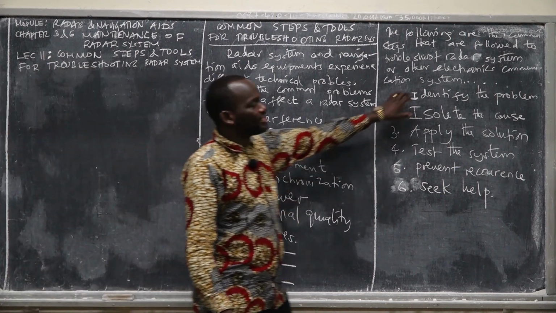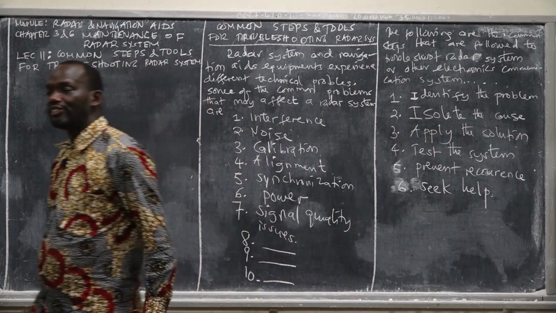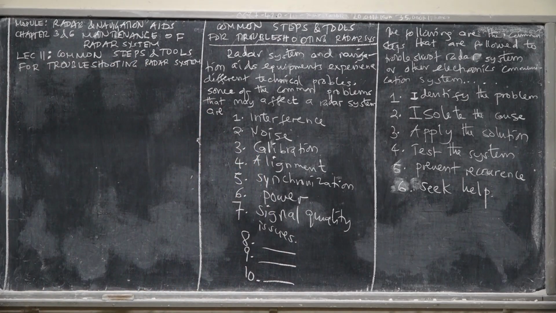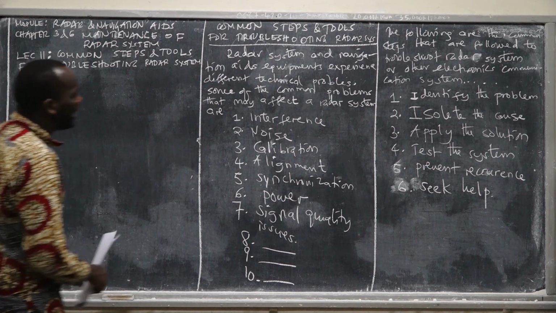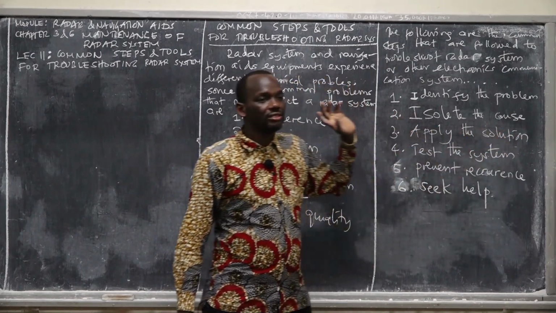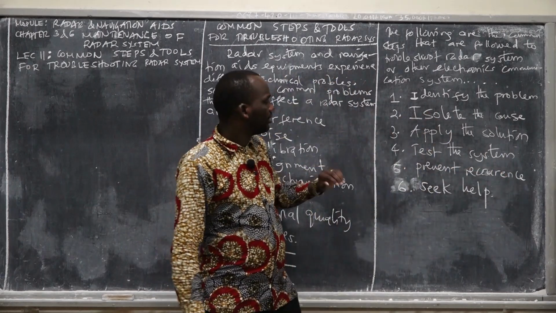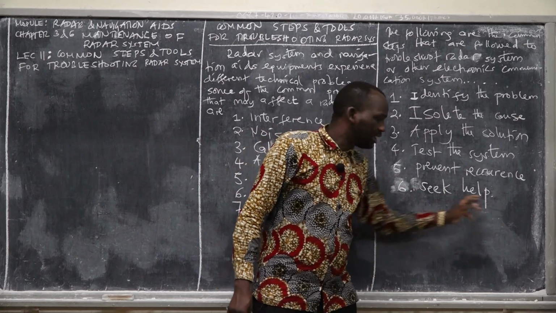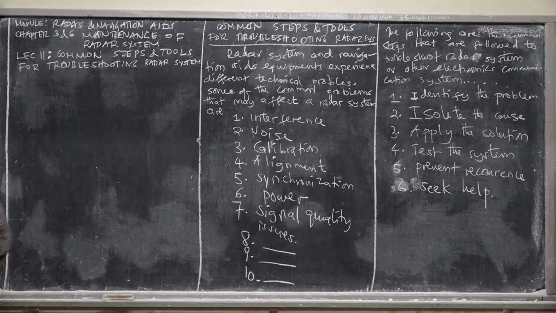Okay, so this is the list of the 7 steps that you may follow in doing troubleshooting or maintenance of a particular radar system or navigation aid system or some other electronic communication system. So the first one, class, say: identify the problem. Isolate the cause. Apply the solution. Test the system. Prevent recurrence. Seek help. So which one among them do you like? Seek help. Where are you going to seek the help? It depends. You are going to seek help for the problem.